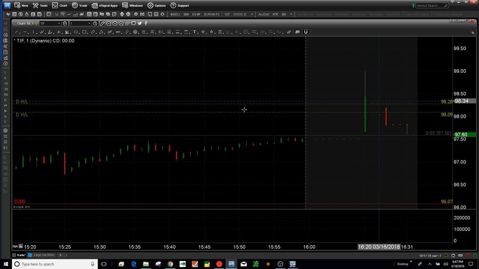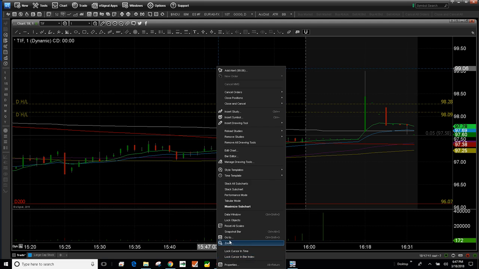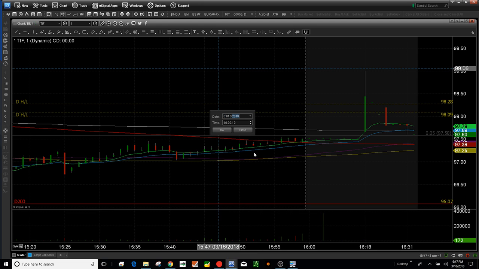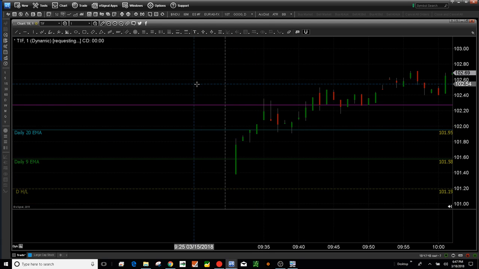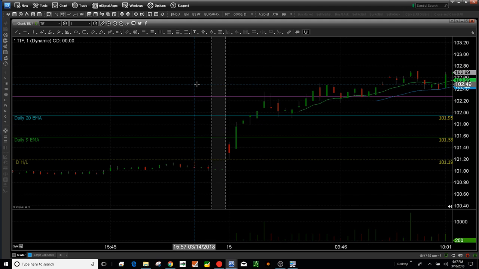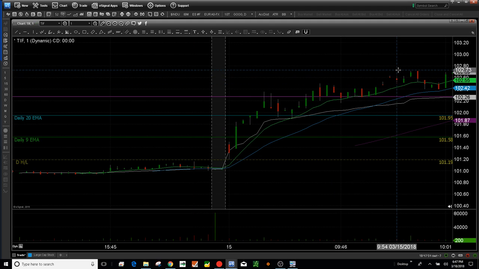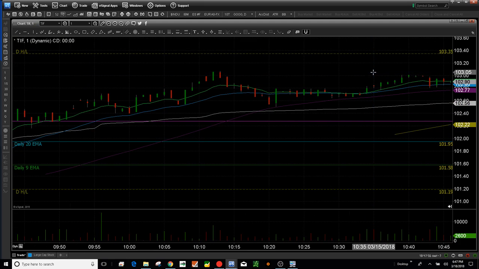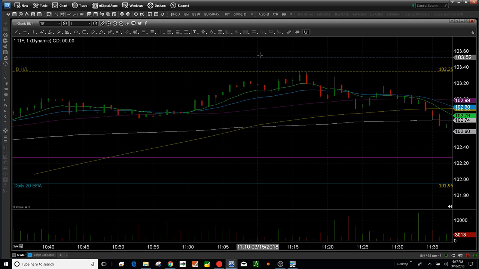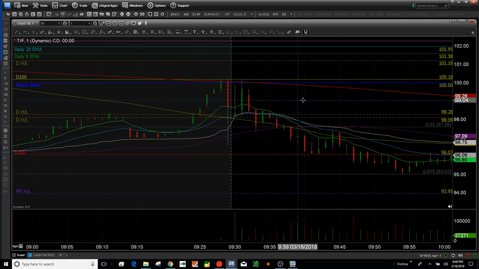If we go to a 1 minute chart of this time, let's see. Is this right? This may not be right. Let's try it again here. So, 1 minute chart.